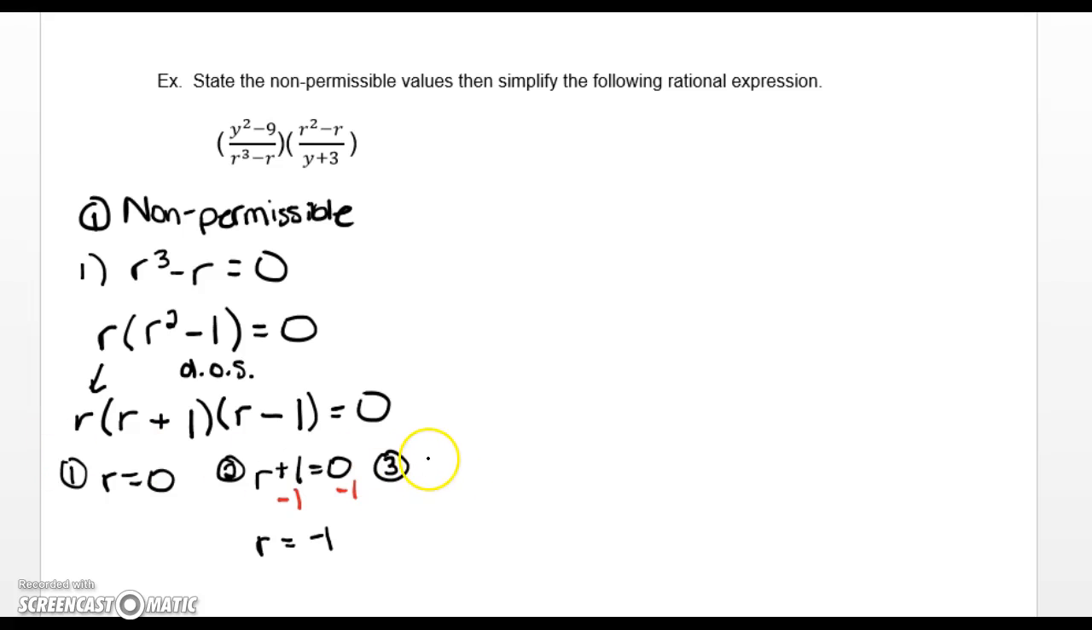Looking at our third factor, we have r minus 1 is equal to 0. So solving for r, we're going to add 1 on each side. So we get r is equal to positive 1. So those are all your values for r. So you could say that r cannot equal 0, negative 1, or positive 1. If r is any of those values, then you would get an undefined or an error if you had to put that into your calculator.